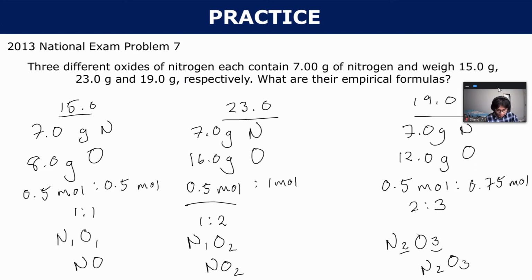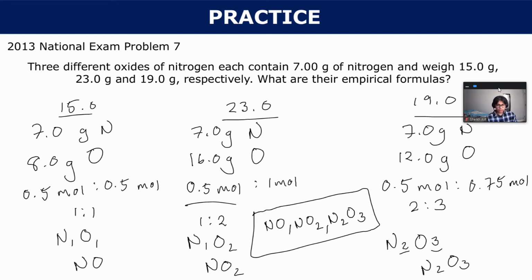I don't really have space to write the answer. I guess I'll write it here. So it asks us what are the empirical formulas: NO, NO2, and N2O3. Really, what you did here was just find the ratios, and that's what empirical formulas and chemical formulas in general are. They're just ratios that tell us how many of one atom should there be per another atom.